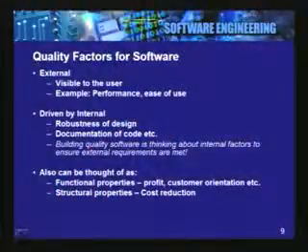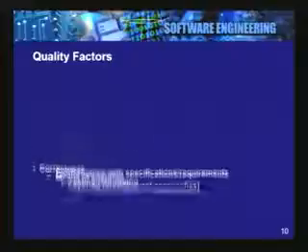So building quality software, the process, the mindset, is all about thinking about the internal factors and focusing on them in order to ensure that the external quality factors are being met, because it's only software with structural integrity that is going to allow you to make these changes quickly. It's going to allow you to give the kind of performance that the user is going to expect of the software. It can also be thought of as functional properties of software, such as profit, customer orientation, etc., versus the structural properties of software, which basically lead towards cost reduction.